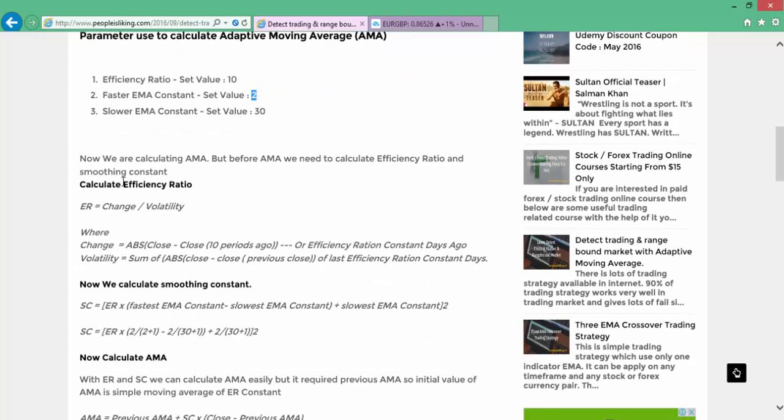First, how to calculate the efficiency ratio. Efficiency ratio is the change divided by the volatility. The change is the close minus the close 10 periods ago. It means if we are using the 5-minute bar, then we take the close of the bar 10 bars back and the current bar close, and subtract these values. It's called the change. And volatility is the sum of the absolute close minus previous close over the last 10 days.